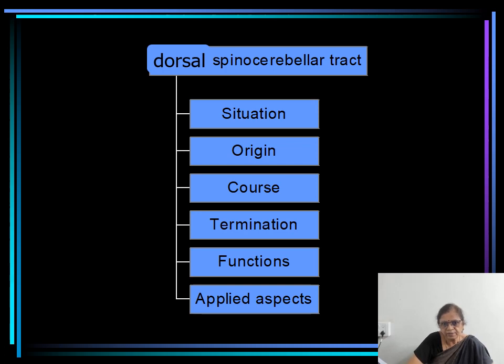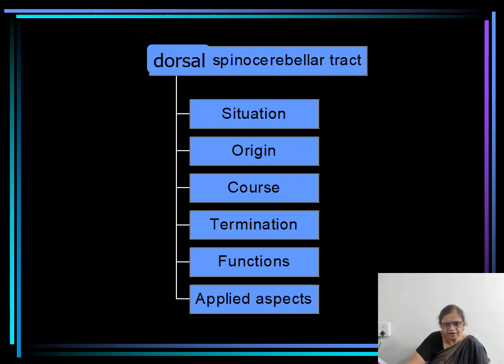Here the dorsal spinocerebellar tract indicates that they are ending on the cerebellum. So from the brainstem they will finally end, and where they end is called termination. So we divide the subheadings as site, origin, course, termination. And what are the functions they do? As it is a sensory tract, it will be carrying sensation. What sensations it carries, we have to see.